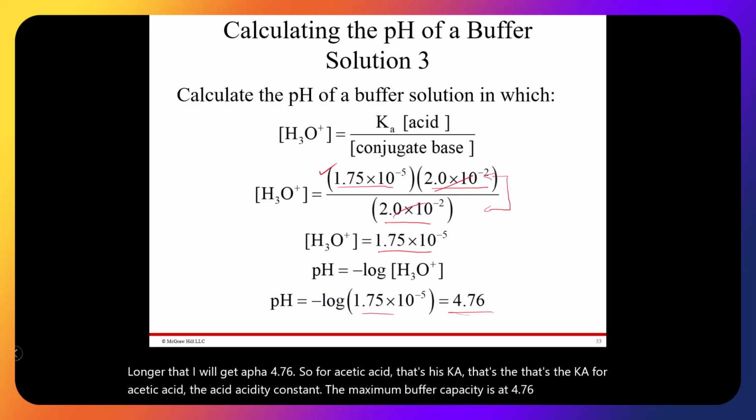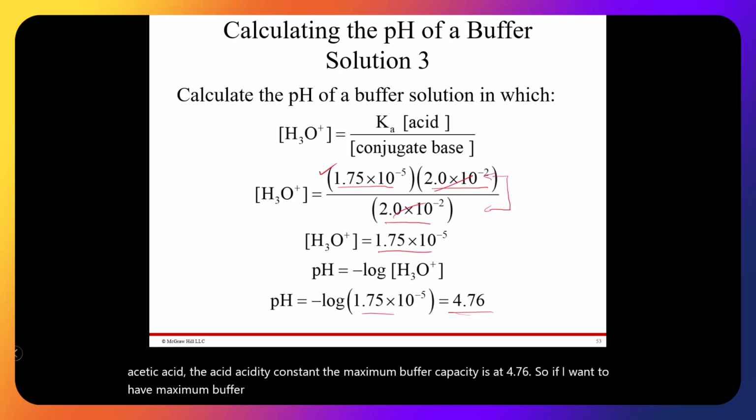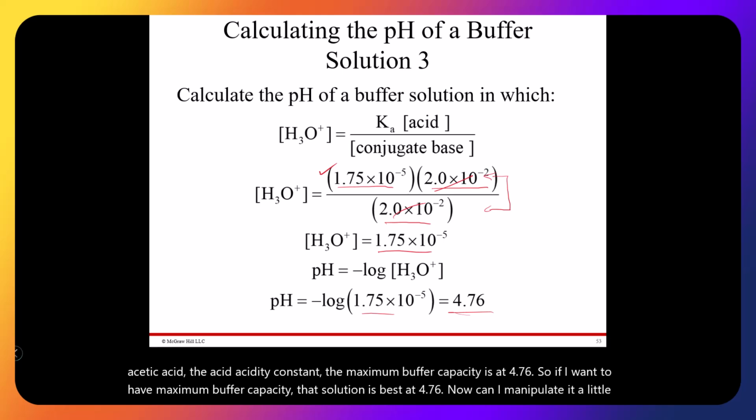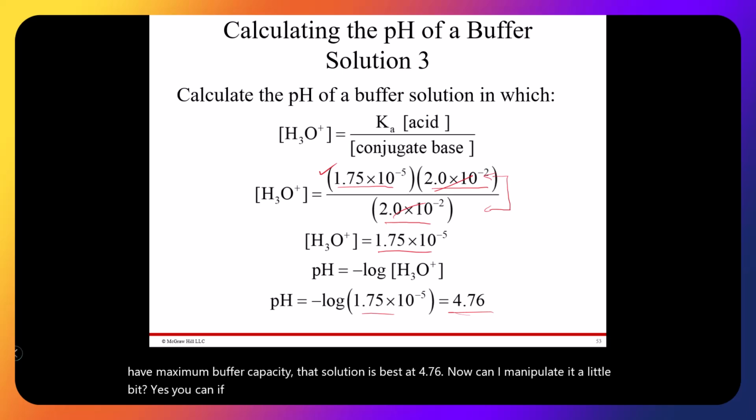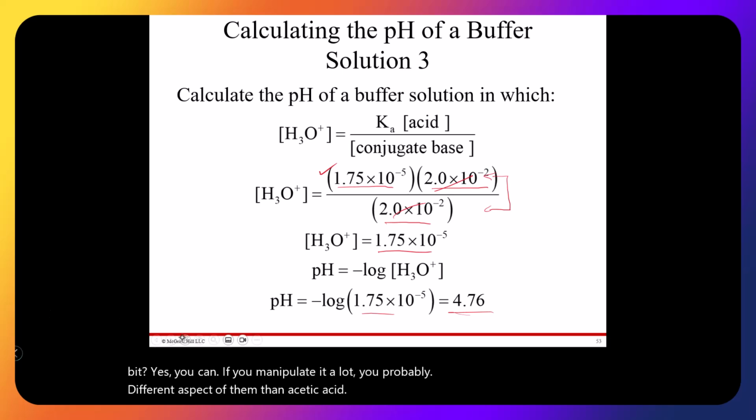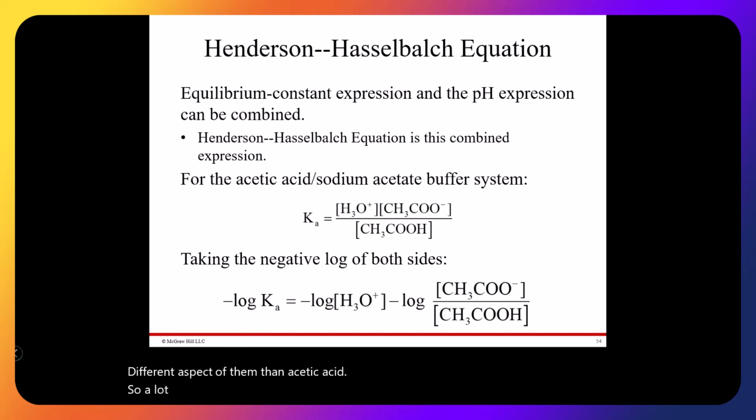So if I want to have maximum buffering capacity, that solution is best at 4.76. Now, can I manipulate it a little bit? Yes, you can. If you manipulate it a lot, you'll probably use a different acid other than acetic acid. So a lot of students say, is there an easier way to do this? Yes, there is. So in comes the Henderson-Hasselbalch equation.